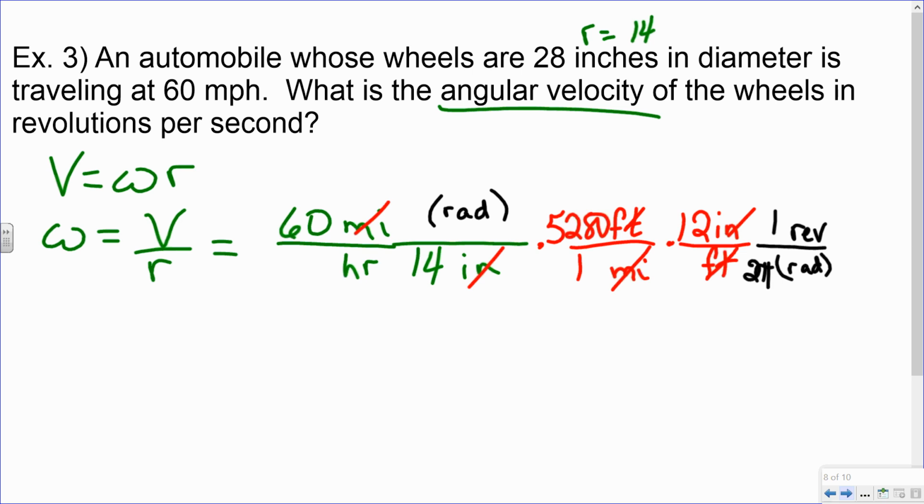And so now I've got the revolutions that I need, and I didn't have to have radians in there in the first place. I just wrote them in to help us kind of figure that out. So now my only units are revolutions per hour. What do I need to do to change the hours to seconds? Kian.